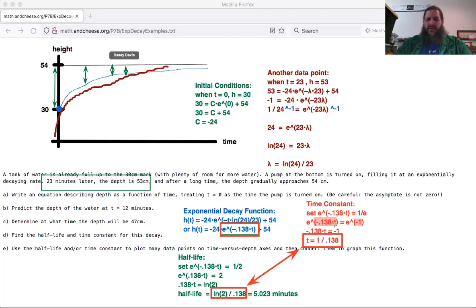But you could also find both of them individually by saying the half-life is the amount of time it takes for the exponential term to become exactly 1/2. The time constant is the amount of time it takes for the exponent, the stuff inside the exponential function, to become -1, so that the exponential function becomes 1/e. Any other questions on this so far?